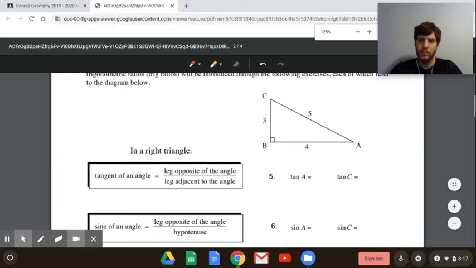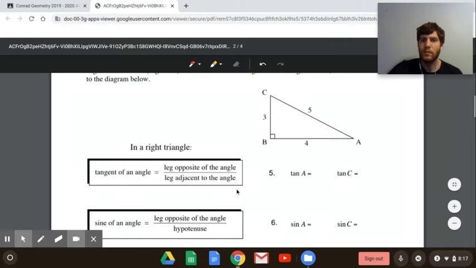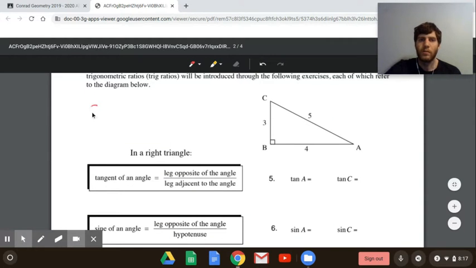All right. The next questions, 5, 6, and 7, they want you to write ratios for each of these angles. So we have SOHCAHTOA to help us. This is an H, in case you couldn't read it, because it was very sloppily done. Okay, so tangent is opposite over adjacent, so they have that for us, opposite over adjacent.